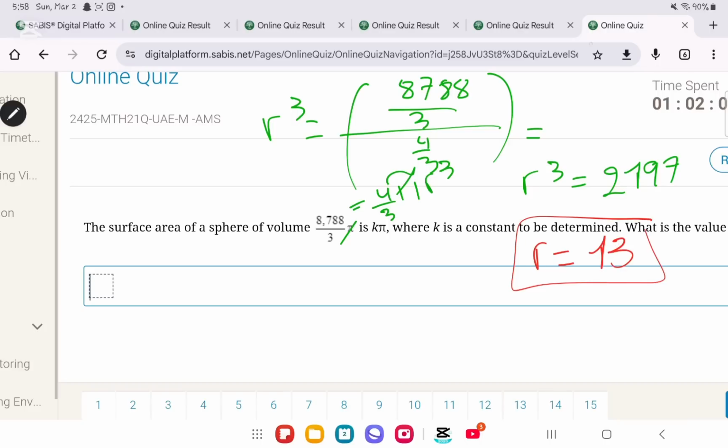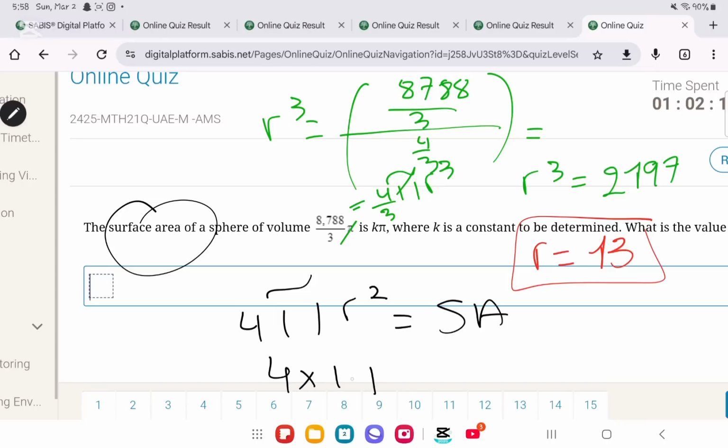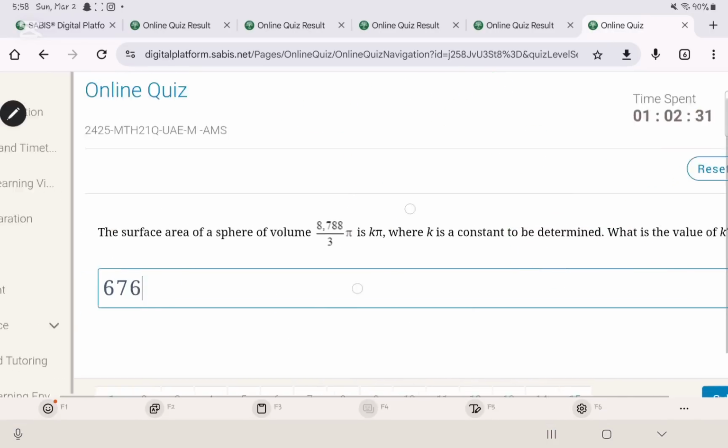Now that we have the value of the radius r, we can find the surface area of the sphere by very simply doing 4 pi r squared. So 4 pi r squared is equal to the surface area. So 4 times pi times the radius, which is 13 squared. Put it on your calculator. You're going to get 676 pi. So very simply, 676 pi.